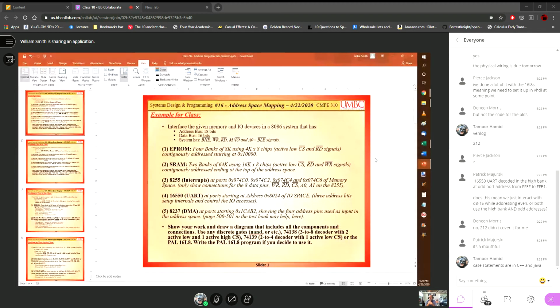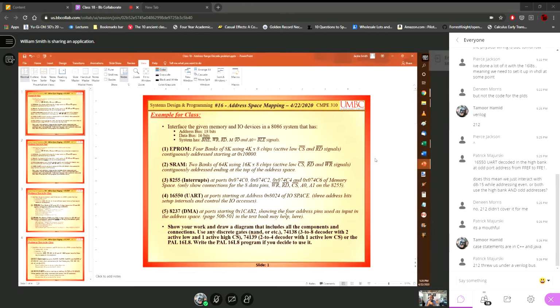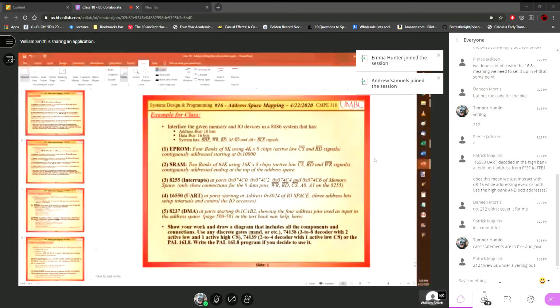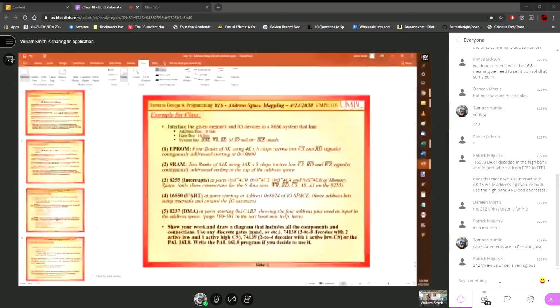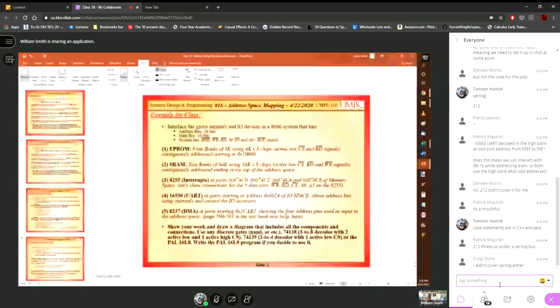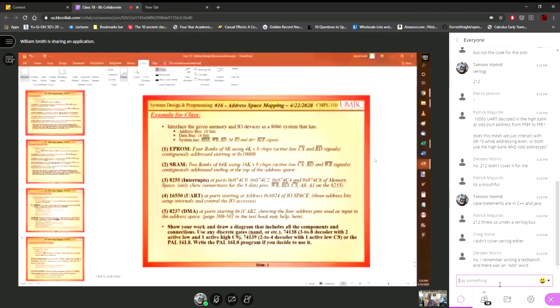212 did not cover Verilog for you, Deneen? There is a case statement in Verilog and VHDL. That's a pun on several levels, Patrick. He says 212 threw us under a Verilog bus. I remember writing a test bench. There was an add word. Okay, it didn't cover Verilog either.